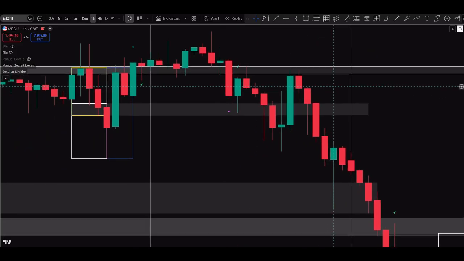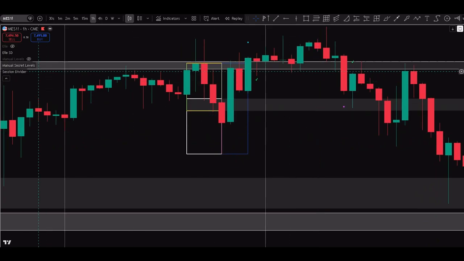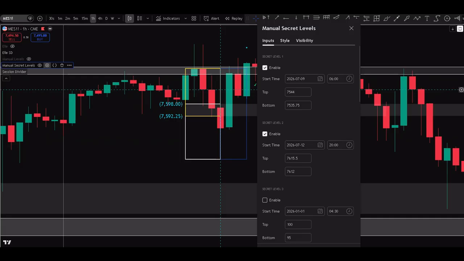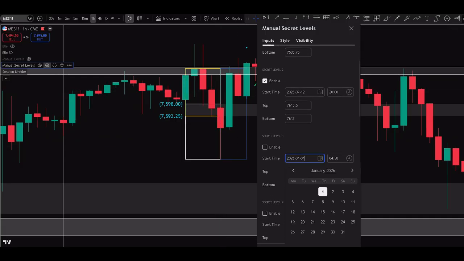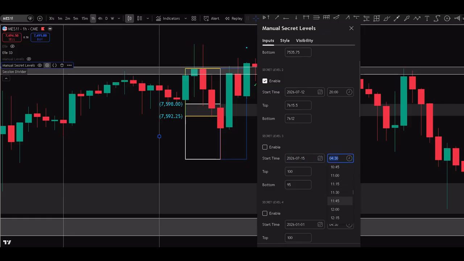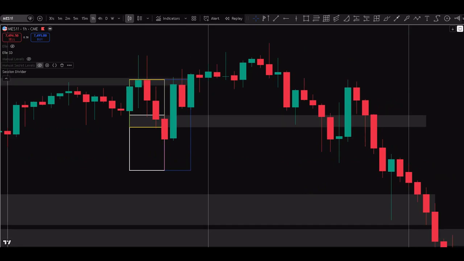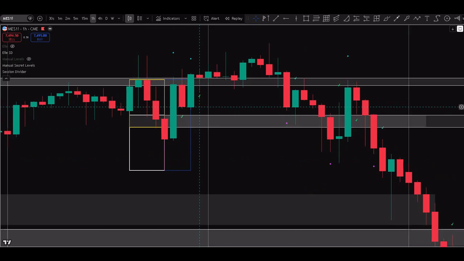Now here we have another secret level where we can type in our values. So if we go down to here, this containment zone was created at noon on July 15th. So we go over to July 15th at noon, and we type in these prices. And let's enable it. What you'll see is a secret level. So now we have 3 of them on our chart.